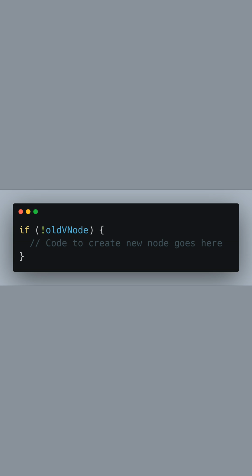The diff function starts by checking if there's no corresponding old virtual node. In such a case, the new virtual node needs to be created on the real DOM. This scenario occurs when a completely new element is introduced into the virtual DOM tree.